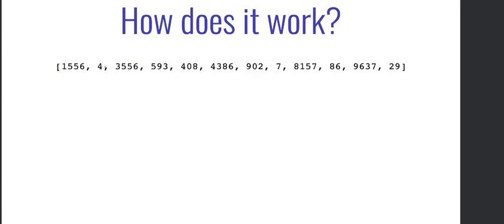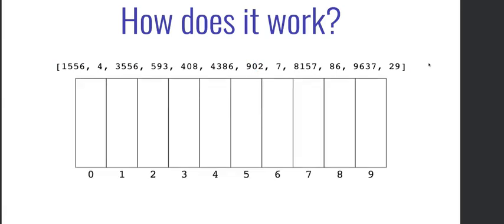We have some numbers that are 1 digit. These are all base 10, 2 digits, 3 digits, 4 digits. And we create 10 different buckets. And these buckets represent all of the possible 1-digit numbers in base 10, so 0 through 9. For every spot in a number, it could be a 0, a 1, a 2, all the way up to a 9.